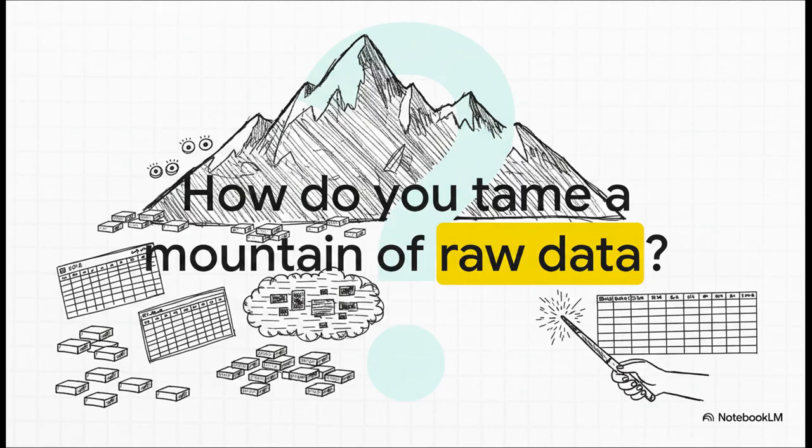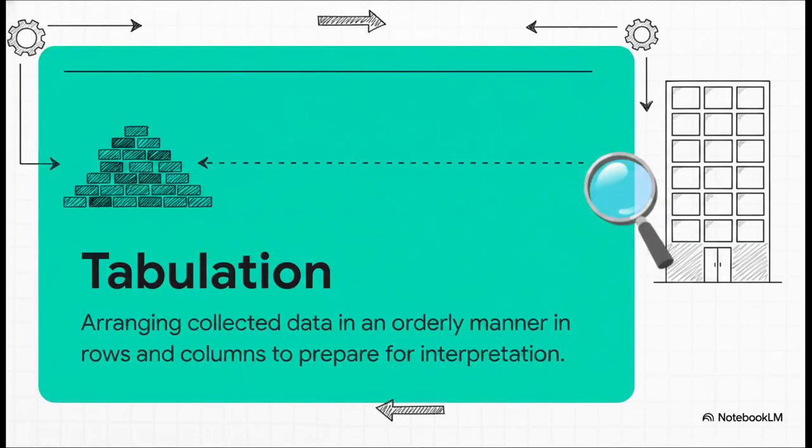Handing someone raw data is like handing them a pile of bricks and calling it a house. It just doesn't work. Well, enter our hero for today, tabulation. By definition, tabulation is the process of arranging collected data in an orderly manner in rows and columns to prepare it for interpretation. It's the ultimate translation tool. It takes the abstract and makes it totally concrete. Tabulation is really the structured blueprint that transforms that messy pile of bricks into a beautifully organized, easy-to-navigate building. Without it, you're just guessing. But with it, you're ready to analyze.